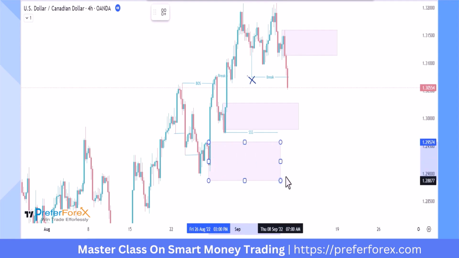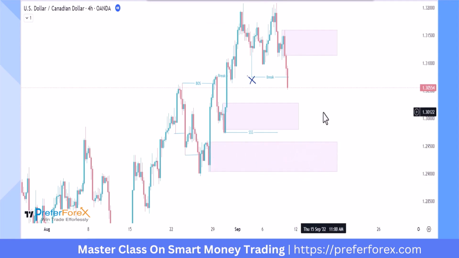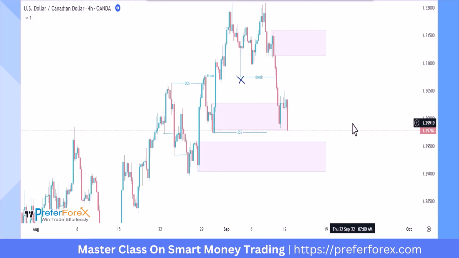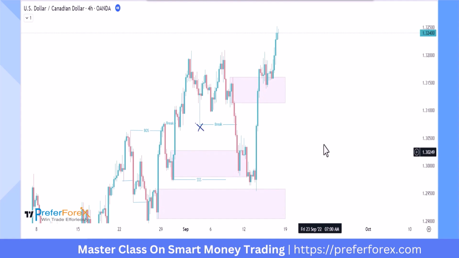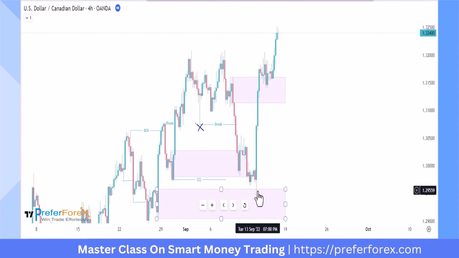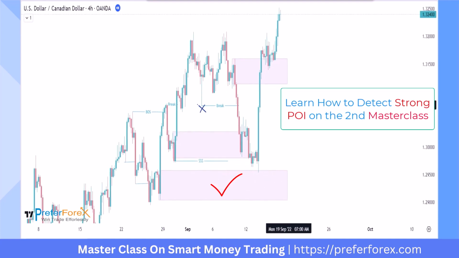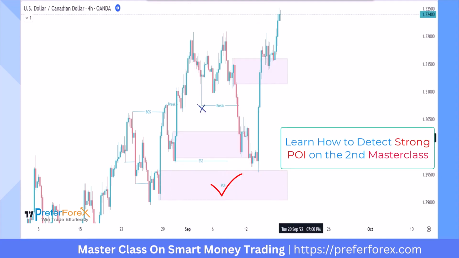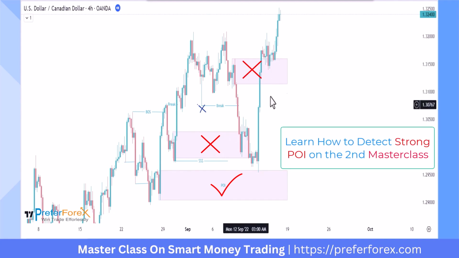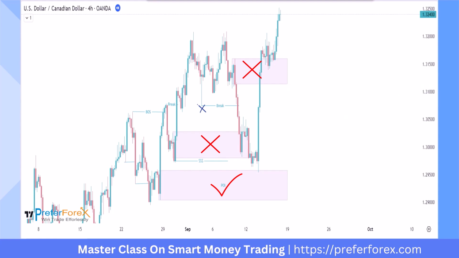So here is our potential POI. Let's see how the price will play here. As you can see, the price only respects the high probable POI and continues moving bullish. It doesn't respect the other zone that has been marked incorrectly. I hope you understand the importance of proper market mapping and identifying high probable POI.